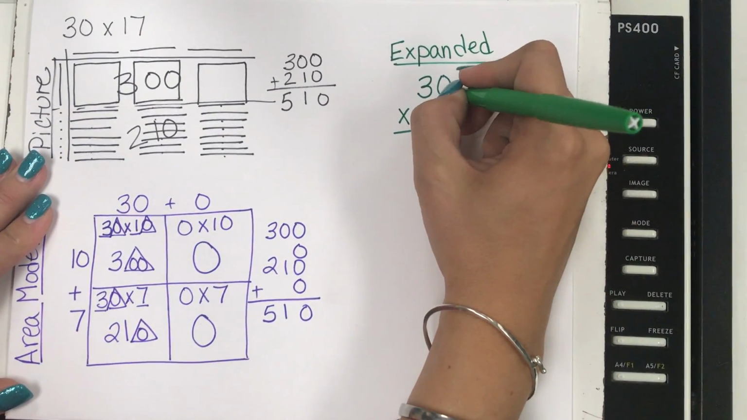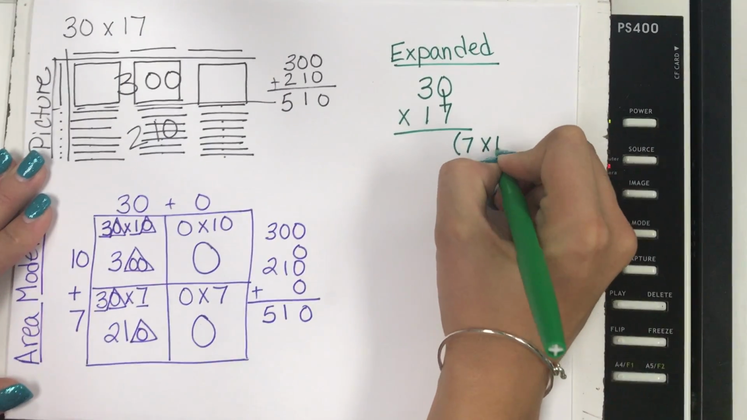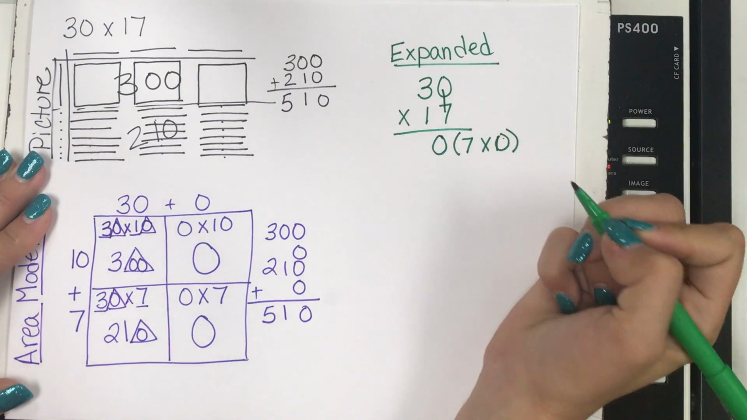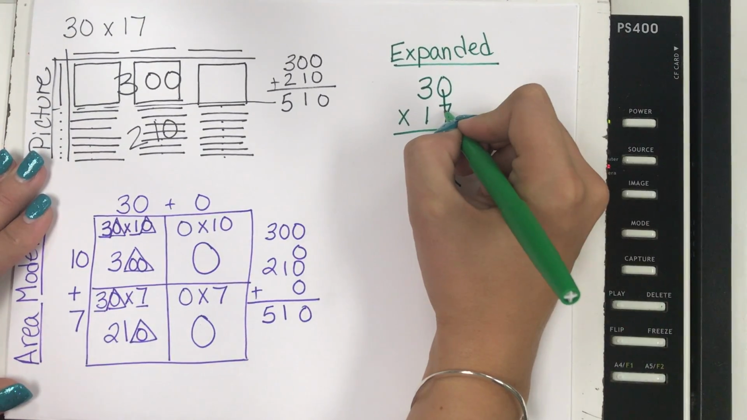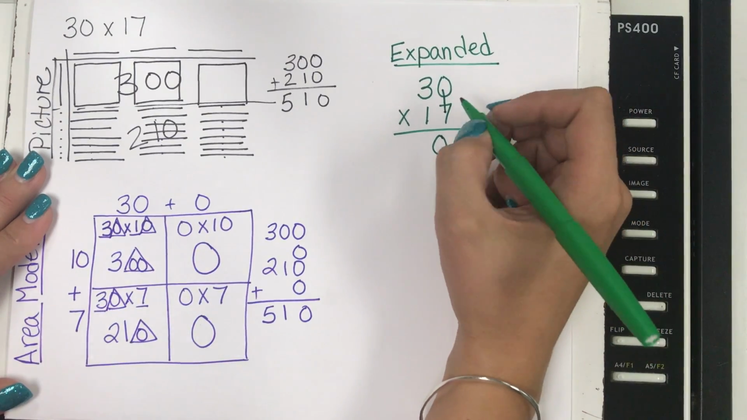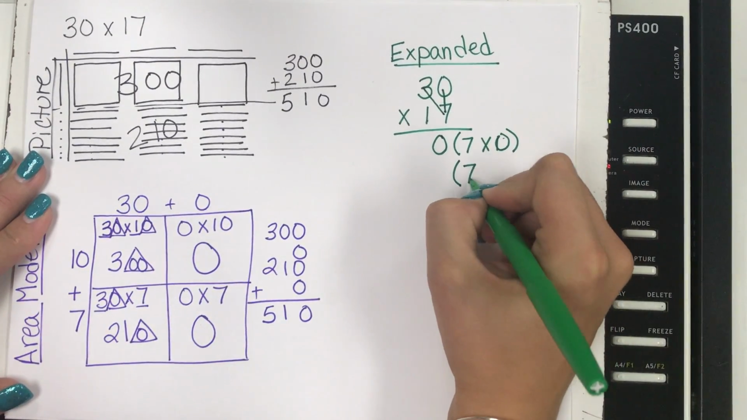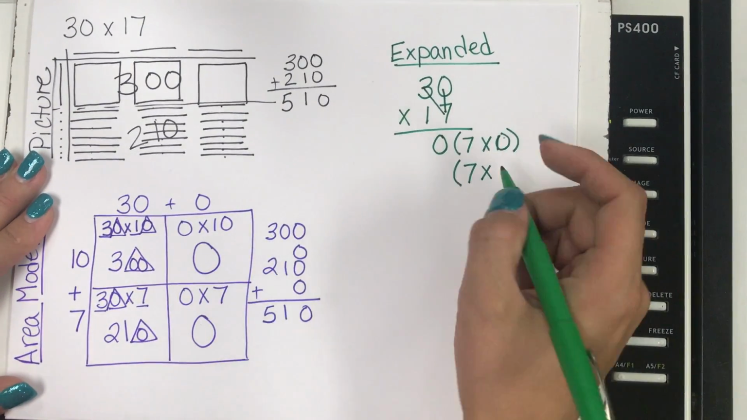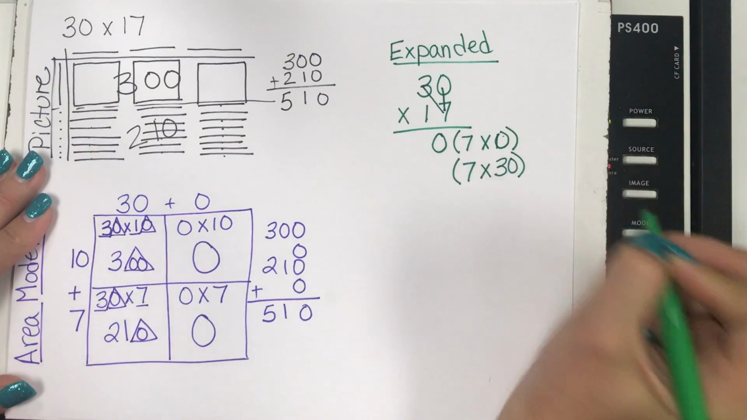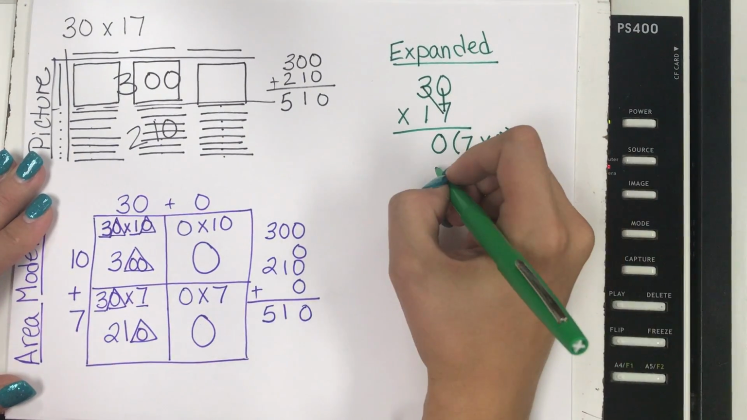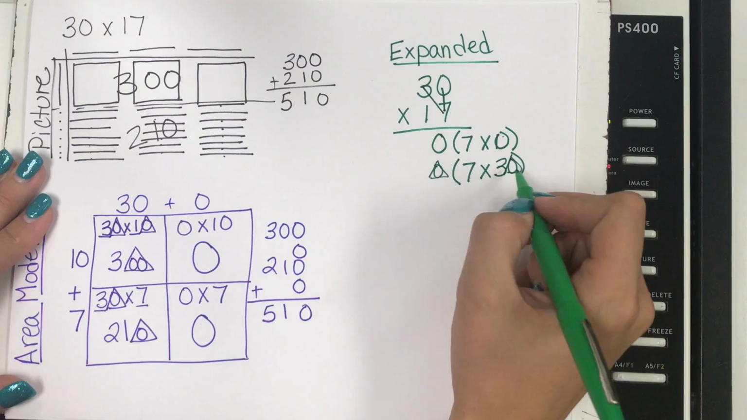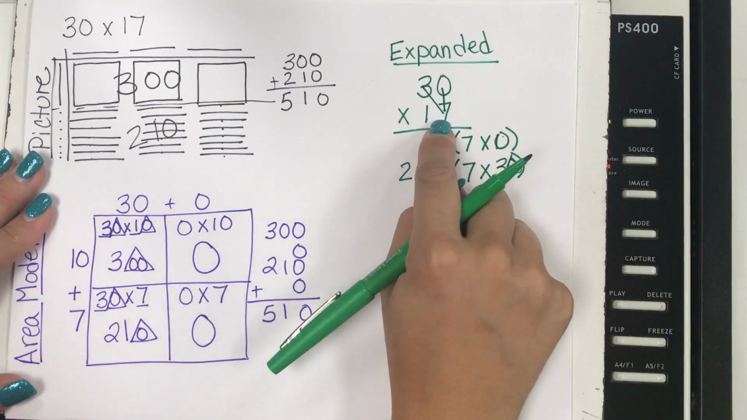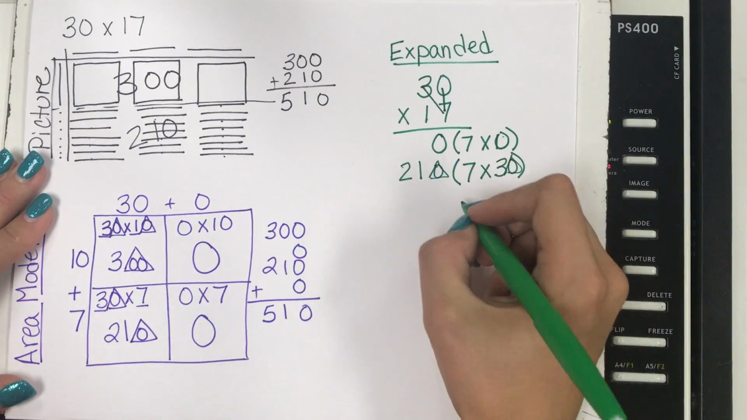So, the first thing I'm going to do is 7 times 0, which is 0. Then what? 7 times 3. Now, what is this 3 worth? 30. So I have to make sure I'm multiplying it by 30. How many zeros? 1. And then what's 7 times 3? 21. All right, so I've multiplied 7 times my 30.